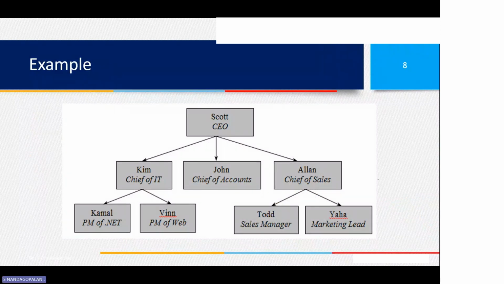So this is an example for the general tree, actually, an organizational chart, where you have the CEO and then you have so many different types of designations like chief IT officer, chief of accounts, chief of operations, CFO, COO, you know the organizational structure better.